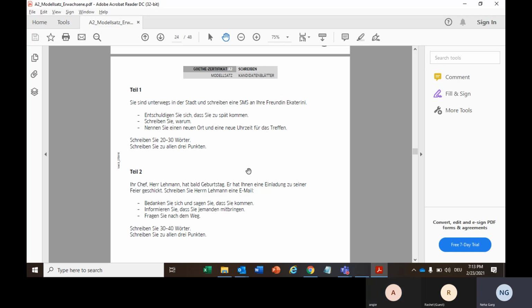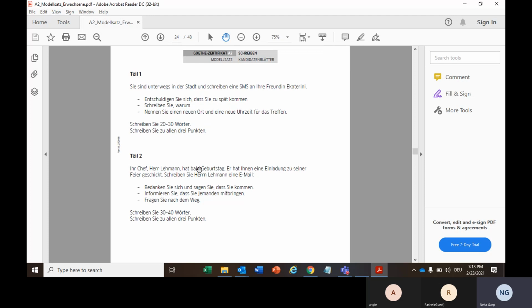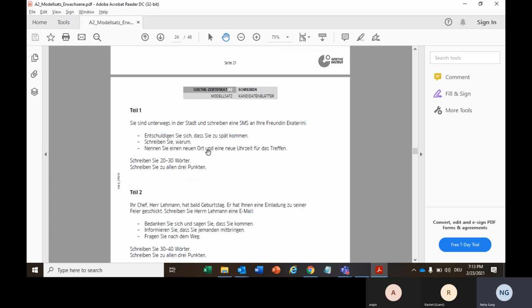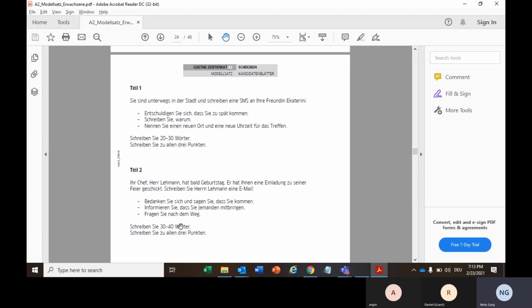Yeah. So in A1 Teil 1, you had to write just an email, but here there are 2 Teile, and in one you have to write an SMS. And then in Teil 2, you have to write an email on a different topic. So here you are on the way in the city and you have to write a quick SMS to your friend. You have to apologize or excuse yourself for being late, and give the reason why you are late. Nennen Sie einen neuen Ort und eine neue Uhrzeit für das Treffen, so you have to name the new place and the time for the meeting.